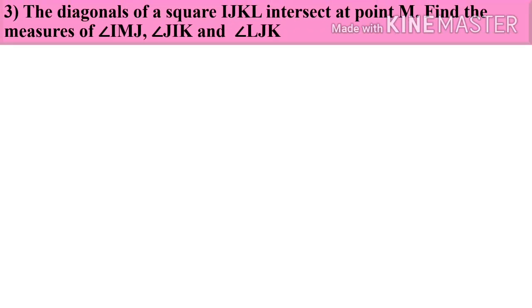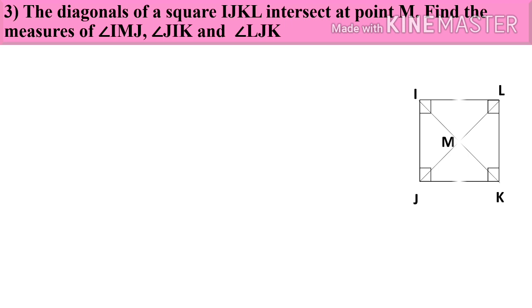Now question number 3. Diagonals of a square IJKL intersect at M. Find the measure of angle IMJ and angle JIK and angle LJK.